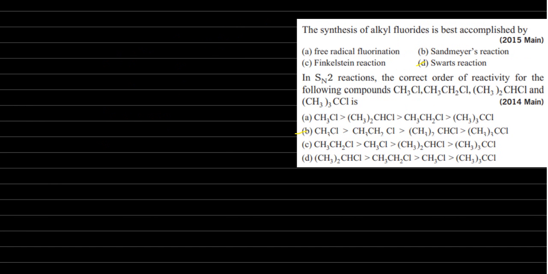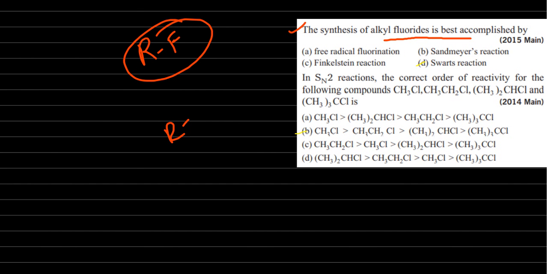Next, the synthesis of alkyl fluoride is best accomplished by alkyl fluoride and alkyl iodide. Alkyl iodide is Finkelstein. This is the Swarts. The direct question is on named reactions. So here alkyl fluoride, Swarts. D is the option.